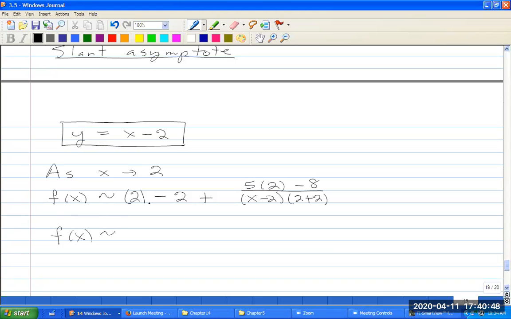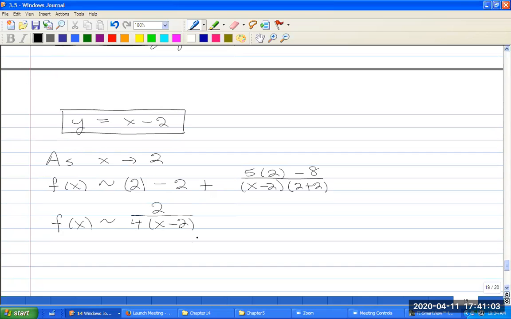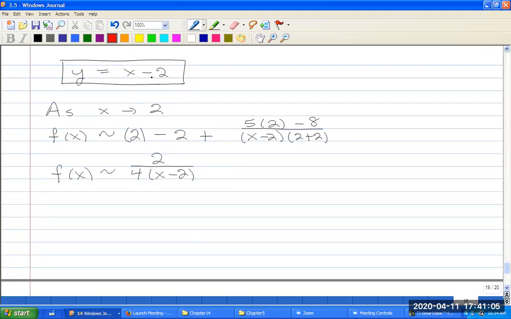Well, 2 minus 2 is just 0. 10 minus 8 is 2. 2 plus 2 is 4. x minus 2. And so I can cancel out: 4 divided by 2 is 2. And so f of x is asymptotic to 1 over 2 times x minus 2 as x approaches 2.